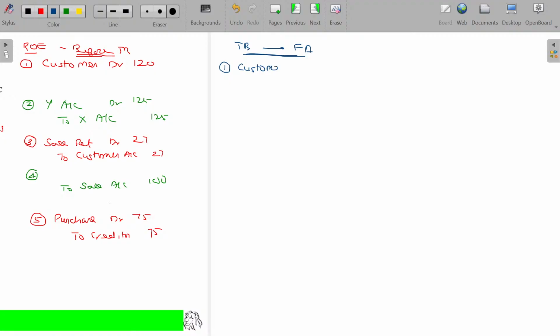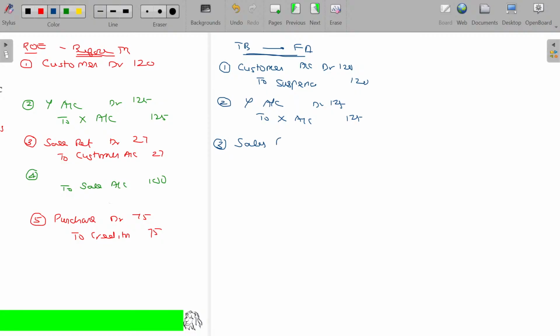Customer account debit to suspense account. And Y account and X account, there is no missing side in any of them, so the entry remains the same, the value being 125, 125. Third entry, there is no side missing. We have the equivalent debit and credit, so you just pass it as it is.